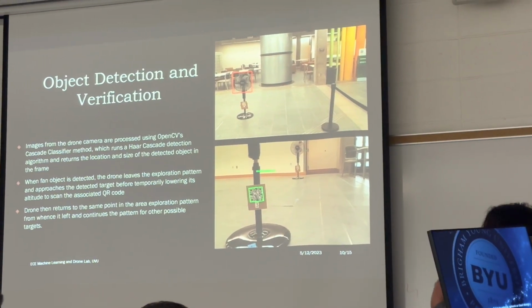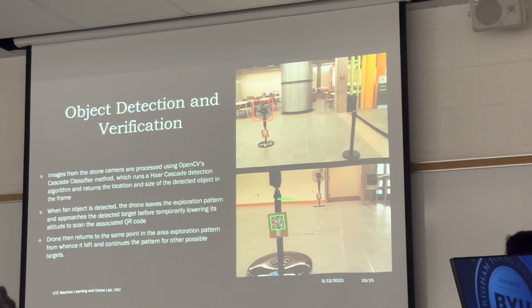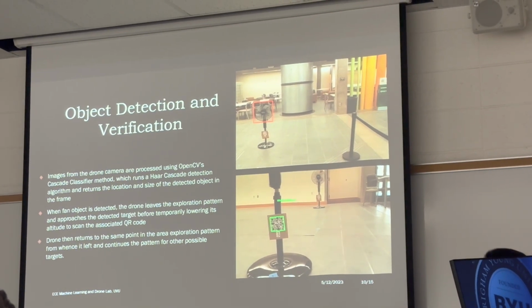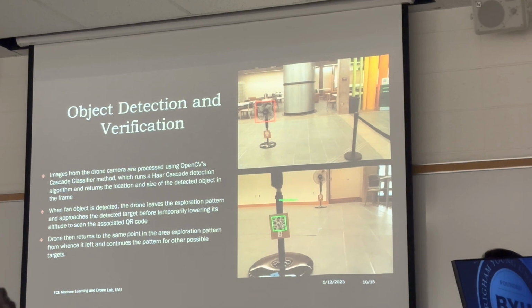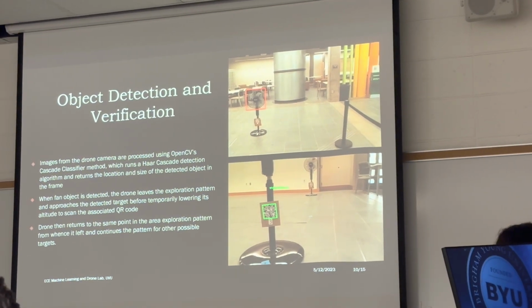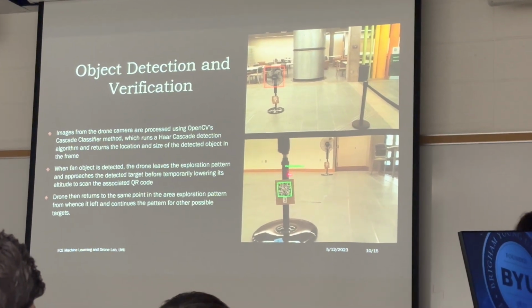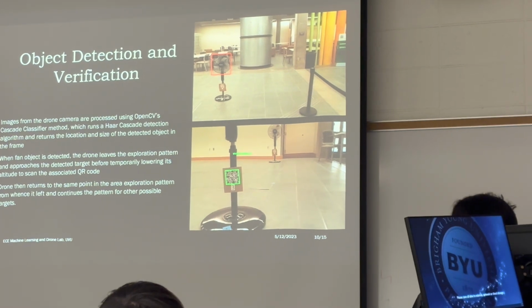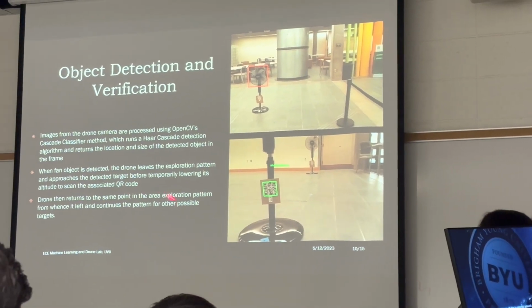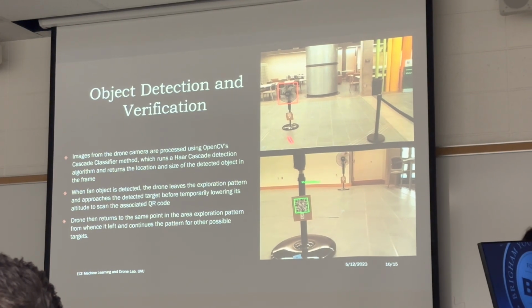Then it'll travel a distance to get to the front of that fan and then lower its altitude in order to scan the QR code. These QR codes don't actually aid in exploration, it's only for object identification, which I'll explain in a moment why we need that. So right here in this instance, this is wind turbine 3, and we have this identification right here that the drone can recognize. So when the drone does scan a QR code, it returns back to the exploration pattern it was on.